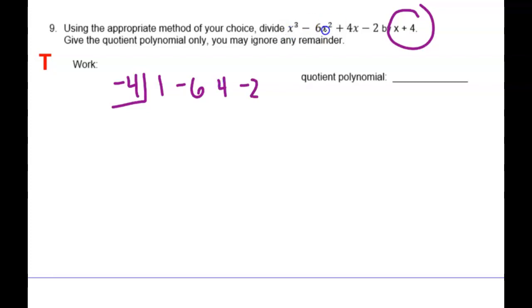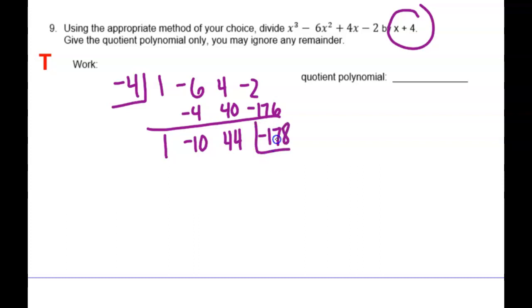Okay, 1x cubed minus 6x squared plus 4x minus 2. Bring down the 1, multiply, add, carefully, multiply, add, multiply, I don't know, negative 176 maybe? I don't know if that's right, it's probably wrong. Okay.